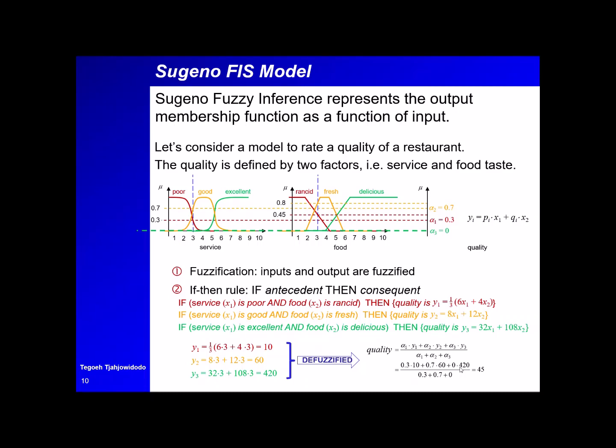The defuzzification will be carried out by a function. How to define this function, how to define the coefficients, it's up to you to decide. It's up to you to define, because you are the one who will design the model. Okay, so yeah, this concludes how the FIS model works.